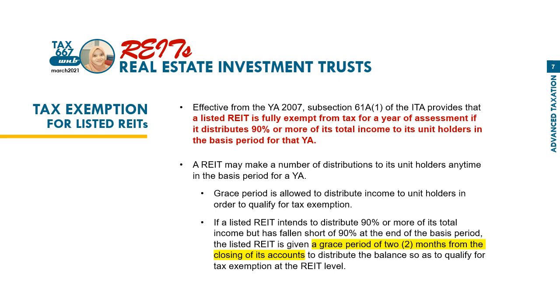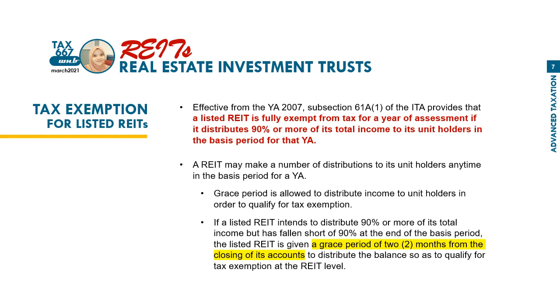What about REITs yang dia tahu pasal insentif ataupun this tax exemption ni kan, specialnya tak payah bayar tax, tapi dia kira-kira balik distribution made to unit holders for that YA tak cukup 90%. So adakah dia sudah terlepas peluang keemasan untuk dikecualikan daripada cukai? Government masih lagi baik hati, government akan bagi REITs a grace period of 2 months. Dia akan bagi you tempoh masa kelonggaran 2 bulan from the closing of its account to increase the balance for the amount distributed to unit holders as to qualify for tax exemption.